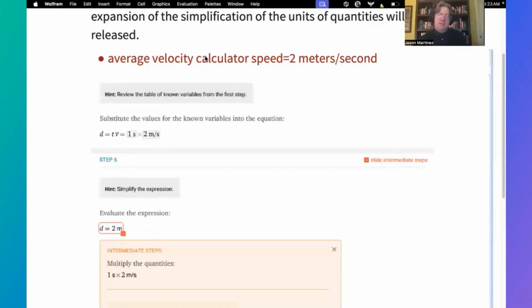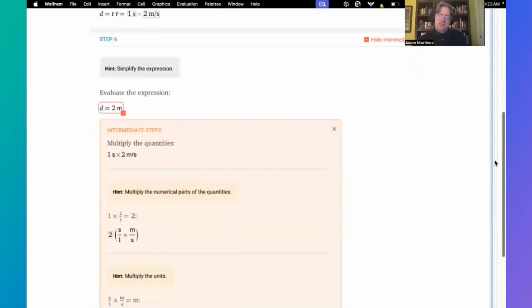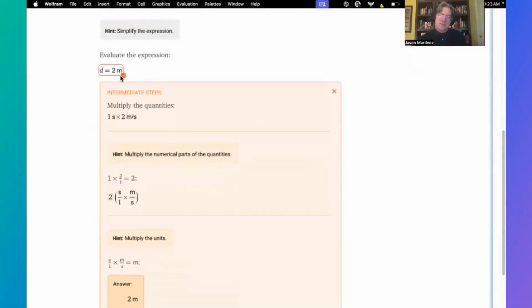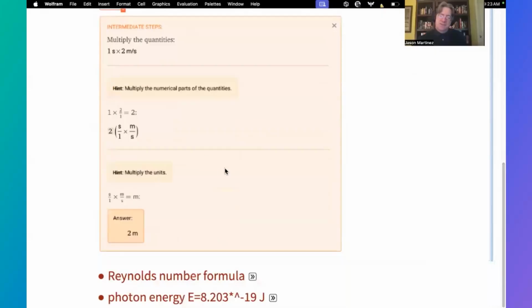We're looking at average velocity, and we want to find the distance covered over a period of time. So we have a time, we have a speed, we put those in, and we get a distance. This is a straightforward one, though I'll have a more complicated example in a moment. But basically, you can click on the little button here. There'll be a little orange border here, and then it'll give you a more detailed answer to what the result should be, how to go through the steps of simplifying that.